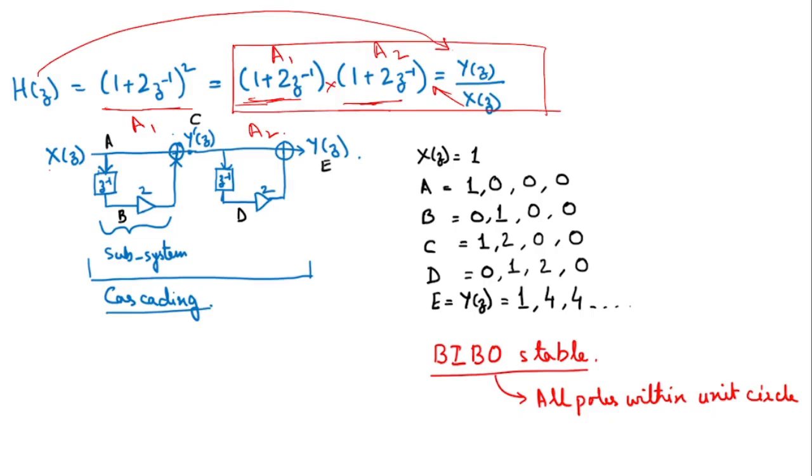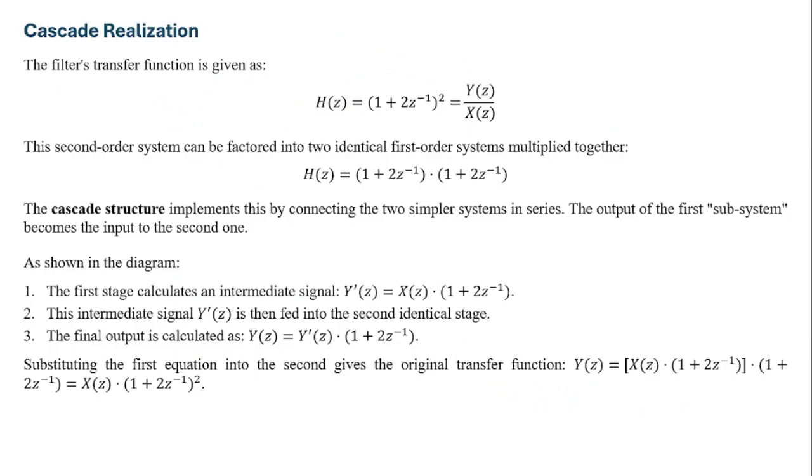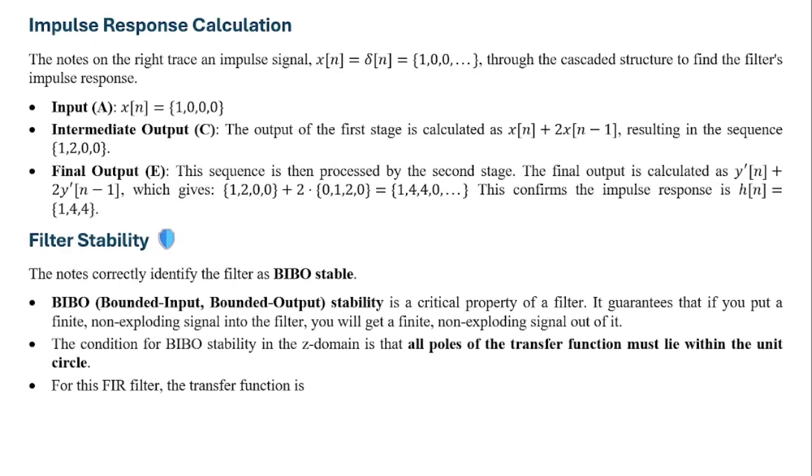Now again, we can find out the output of this system, and you will find that it is the same. So please do this. Let me finish this lecture and then you can solve this one, how to calculate the impulse response using the cascading system. Cascade realization we have already discussed, and I have just given you the explanation over here.